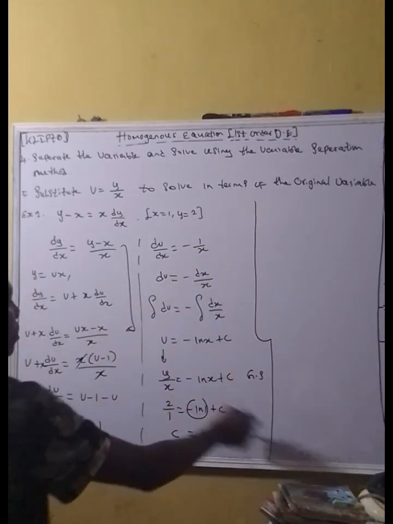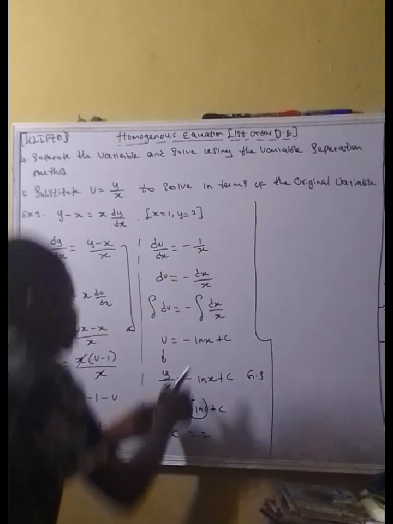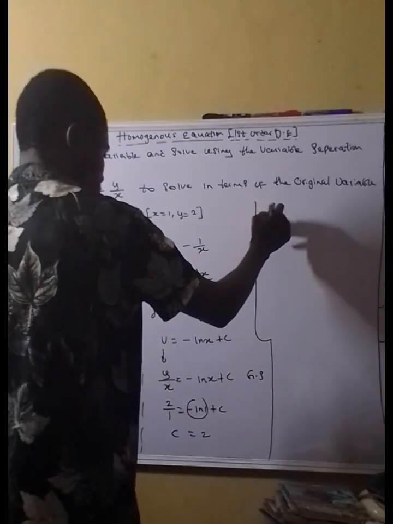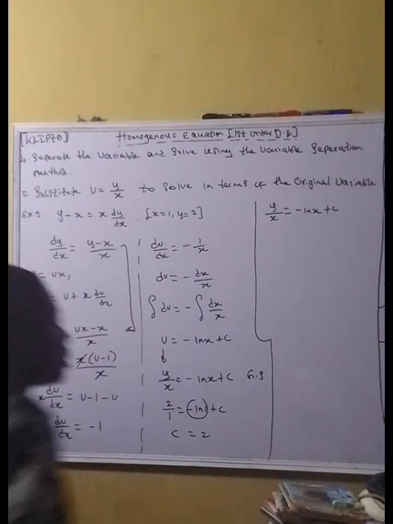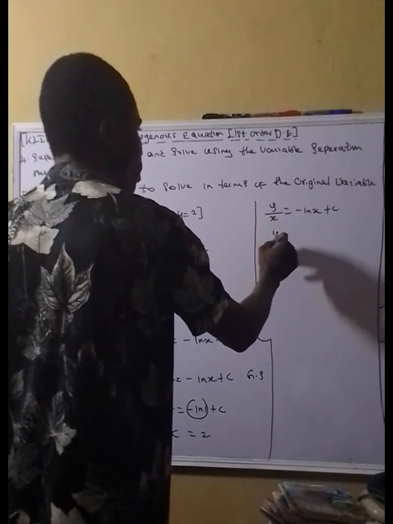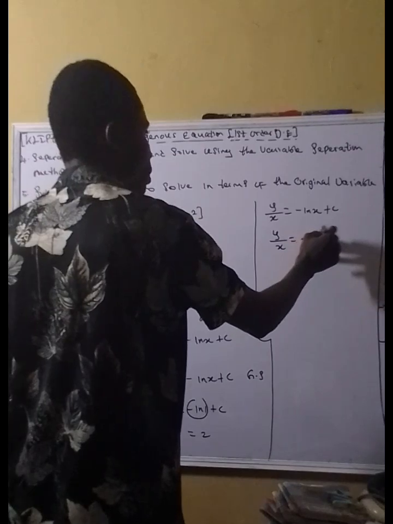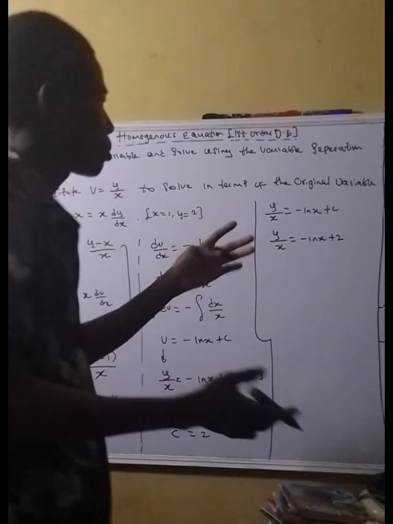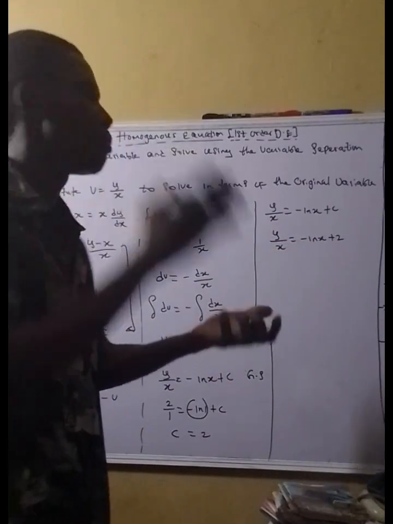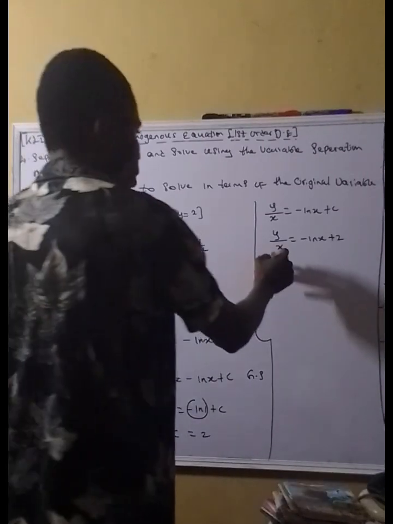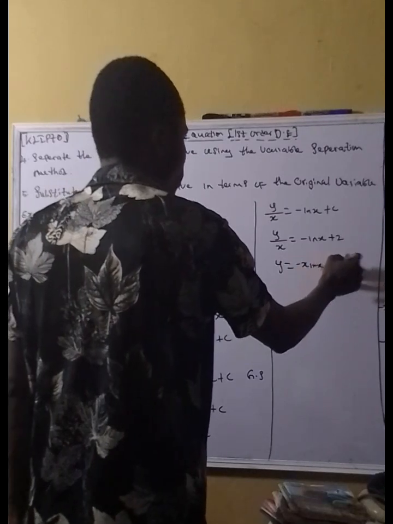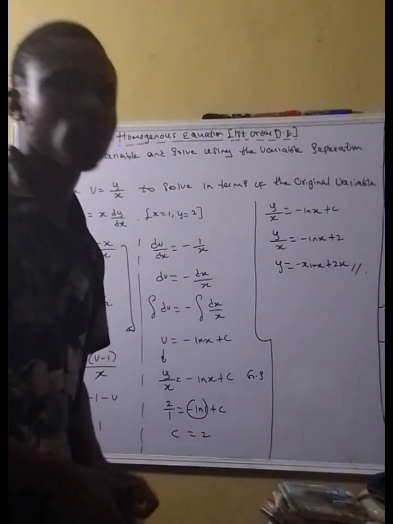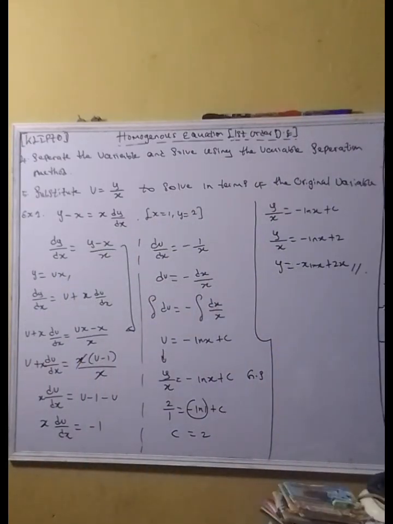So since our constant c is equal to 2, from the normal general equation, which is y over x equals negative ln x plus c, are you with me? That means our value would be y over x equals negative ln x plus 2. So by breaking it down, you can have y being equal to negative x ln x plus 2x. So this should be your answer to this particular equation.